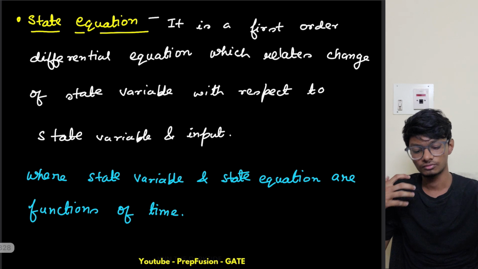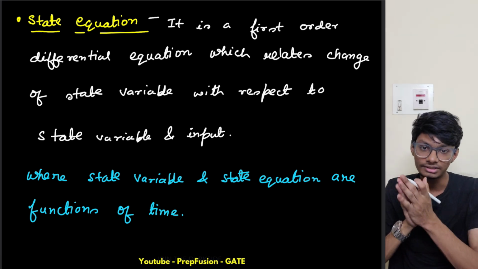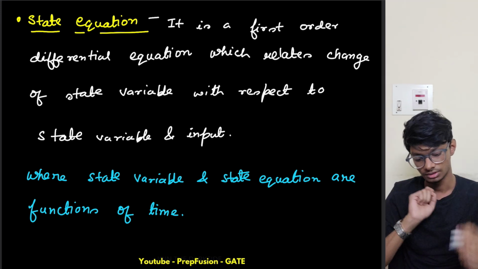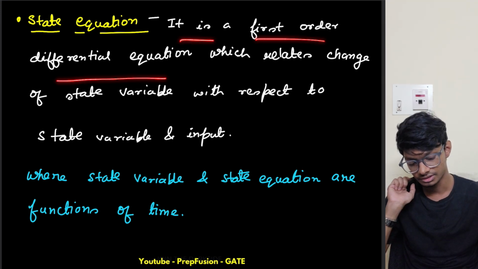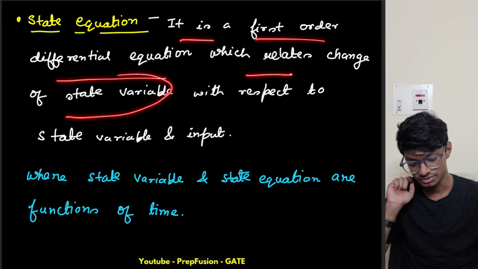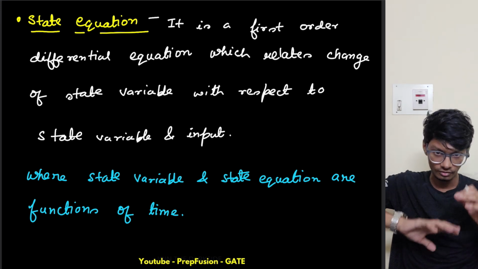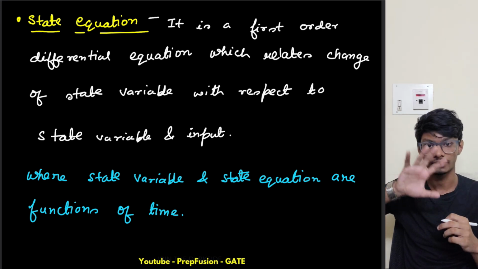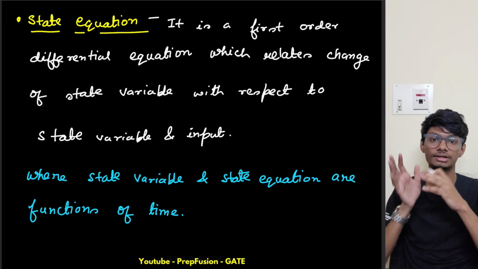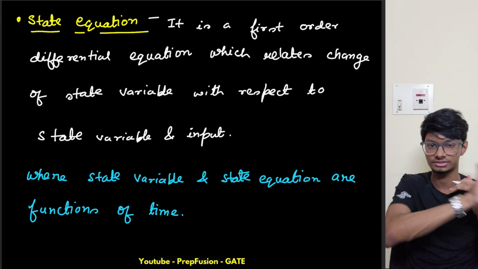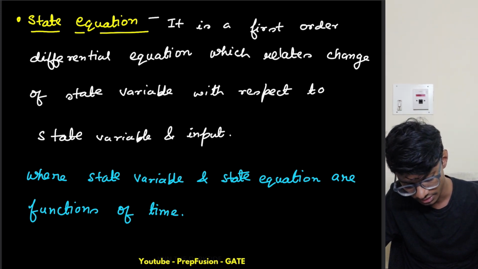Now we learned what a state equation is. Basically it converts higher order differential equations to first order differential equations. So it is a first order differential equation which relates the change of a state variable with respect to the state variables and the input itself. It relates with all of the state variables.